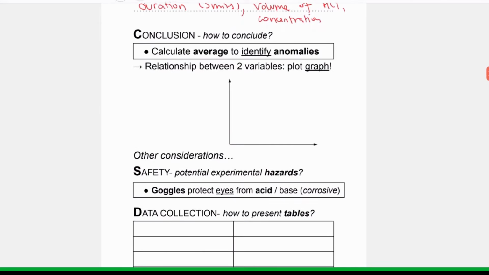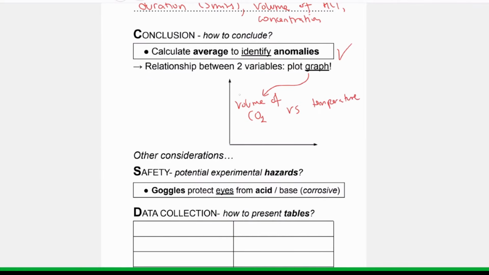Finally, for a conclusion, we'll talk about how to use your results. First, you need to calculate an average to identify anomalies. That's one kind of data processing that will score you 1 point every time. As for looking at relationships between two variables, we can plot a graph. In this case, the graph will be volume of carbon dioxide produced versus the temperature.